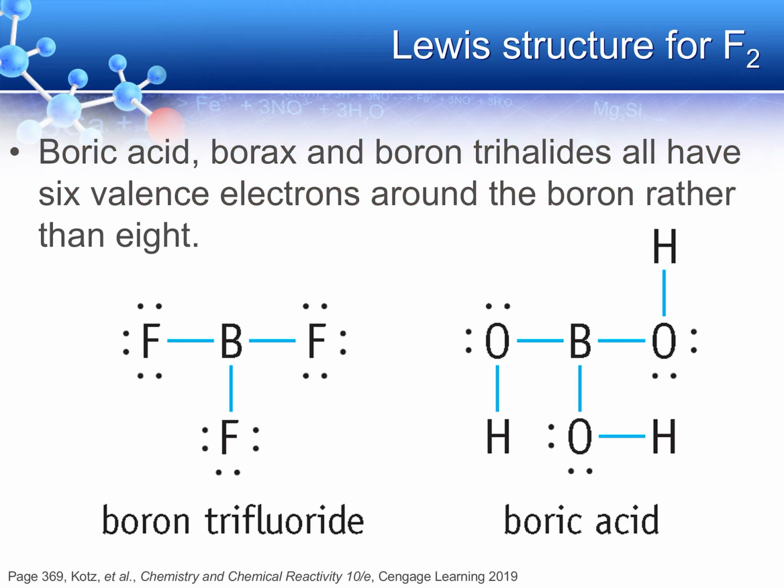So here are some good examples. This is boron trifluoride, and you can see that the boron has 2, 4, 6 electrons around the central atom, and the same thing over here with boric acid. We've got 2, 4, 6 electrons. So boron has 6 valence electrons around it rather than 8. That makes these compounds actually fairly reactive because, as we know, the octet is very stable.